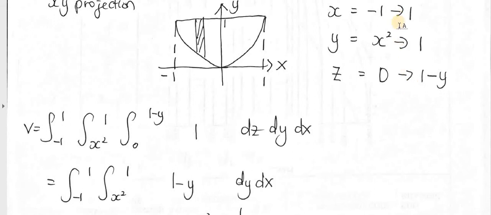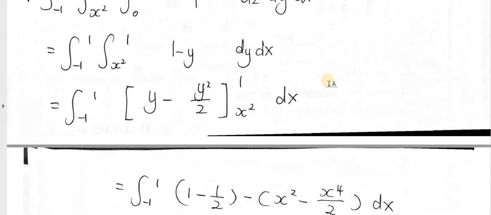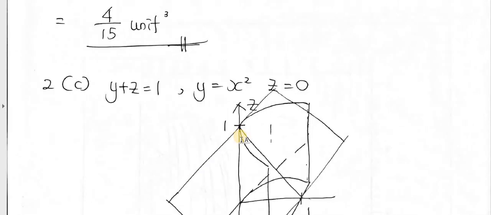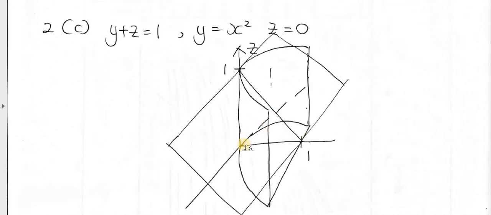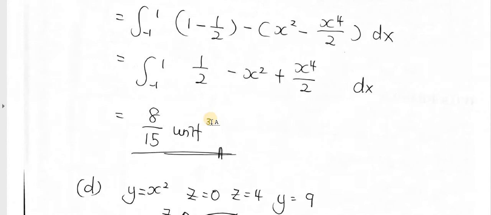Okay, and now you plug in all the intervals into the equation and solve it like usual. You can refer to the steps. And finally you get this one. This is 8/15. Just now our answer is 4/15, so it is double of it, right? Just now we only considered one part, now we need to consider the second part, so it is double of it.